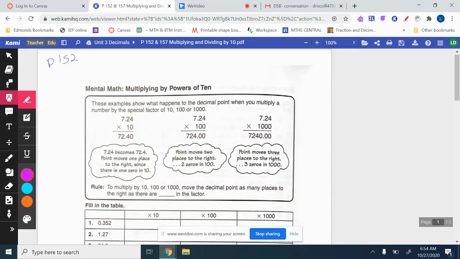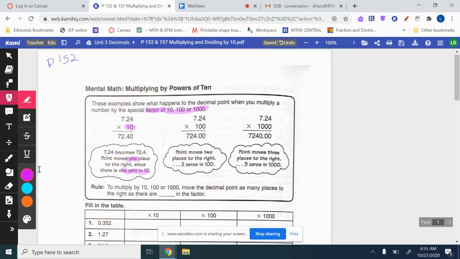Dividing by powers of 10. Thank you, team. I'm going to read through this example. They show some really cool things about what happens when we multiply by the factors of 10. So if I have 7.24 times 10, the important thing is to notice that 7.24 becomes 72.4. The point moves one place because there's 1 zero. And so when we're multiplying by powers of 10, our numbers are getting bigger.